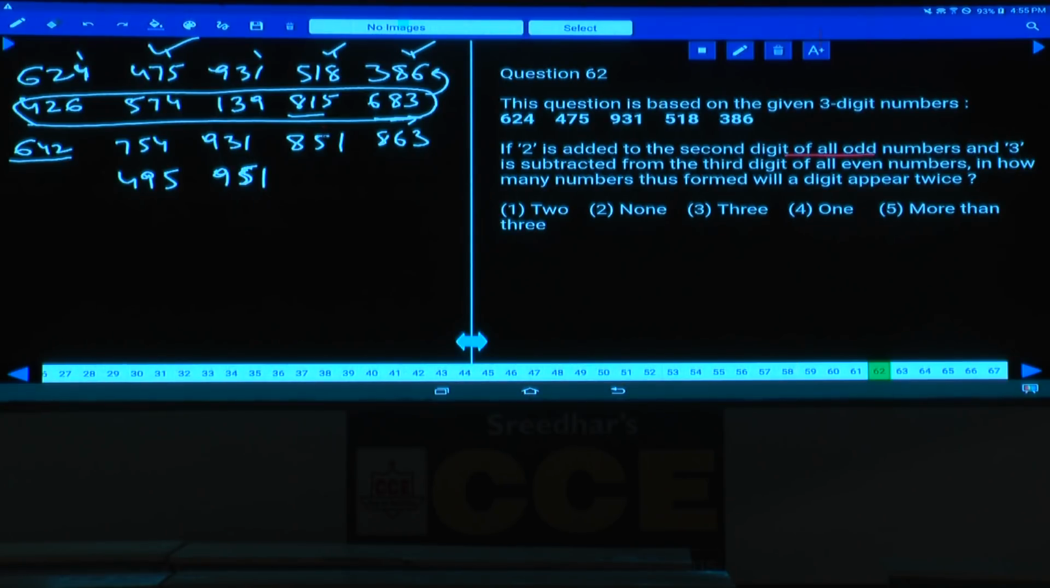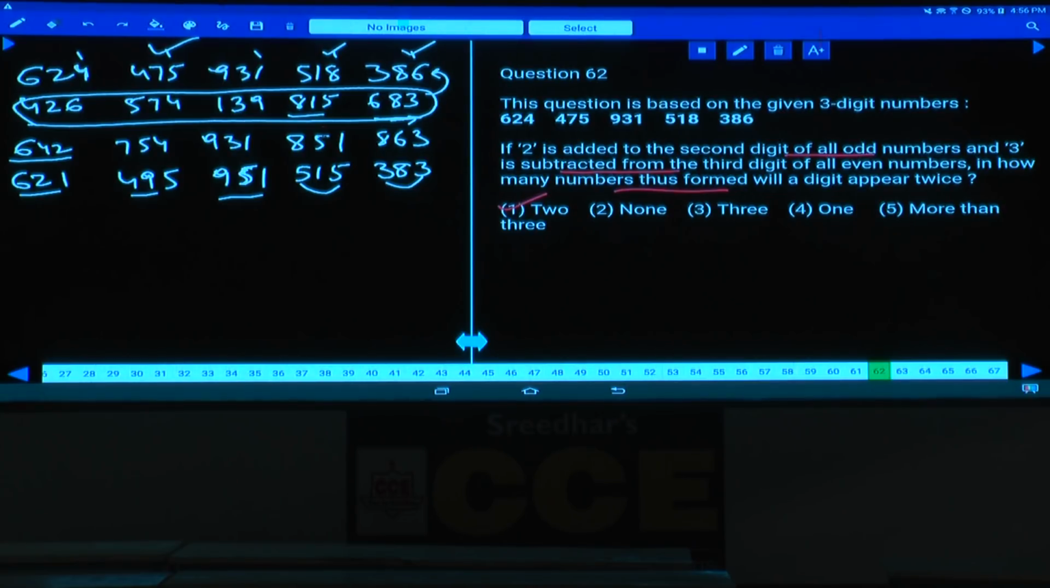There are 2 odd numbers, the second digit 2 is added, and 3 is subtracted from the third digit of all the even numbers. Even numbers, 3 is subtracted from the last digit, and the 624 will be 621, and 518 will be 505, 515, and 386 will be 383. Now 3 is subtracted from the third digit of all the even numbers. In how many numbers thus formed will a digit appear twice? Now 621, 3 different digits. 495, 951, 5 and 5 and 3 and 8 are the digits which are repeated. Then what is your answer here? In 2 of the numbers the digit will be repeated.